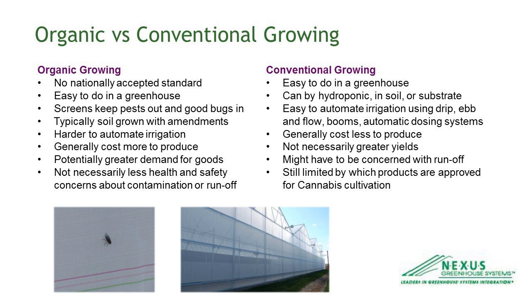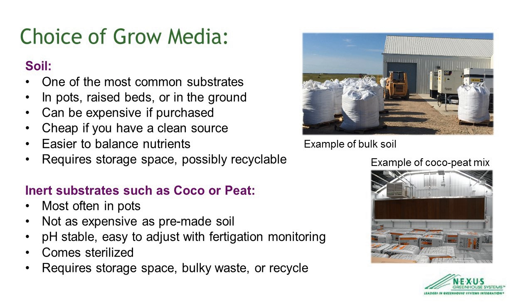So the choice to grow organically or to grow conventionally, possibly hydroponically, is a personal one, and oftentimes it's decided by what your head grower feels most comfortable with. So the next option for most growers is how to grow, what kind of media to grow with. You can grow in soil or you can grow in inert substrates.